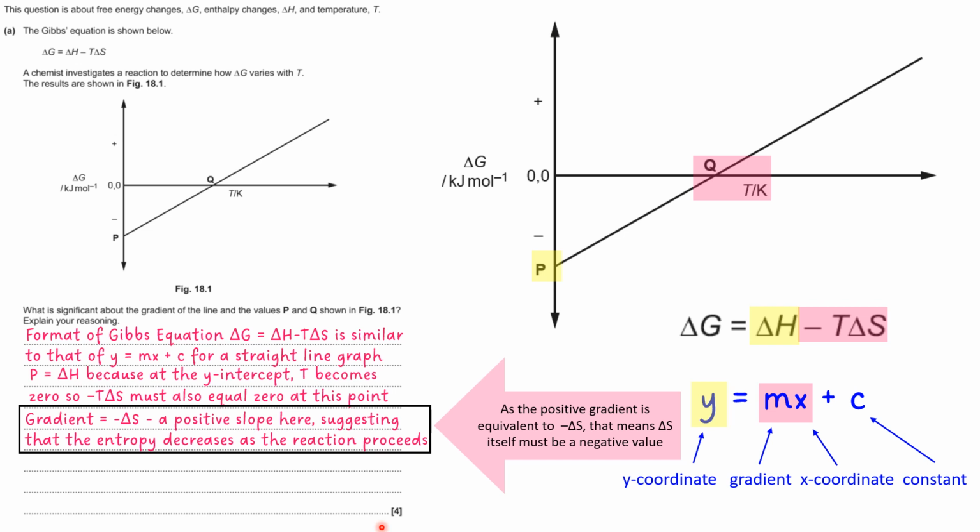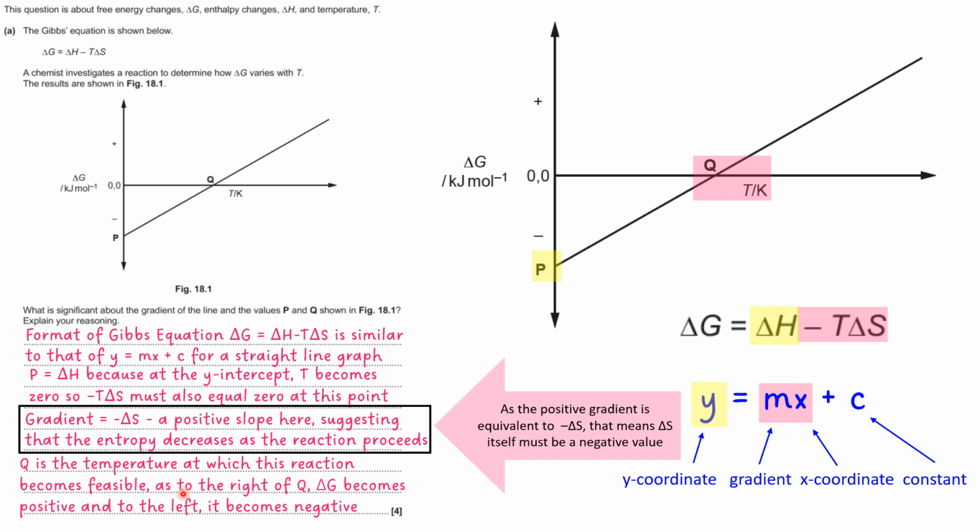So what does this mean? Well, as the temperature increases, as we go from left to right, what happens to delta G? That starts to become more positive. It creeps up towards 0 and then becomes more positive. So it must mean that as the temperature increases, delta G becomes more positive, the reaction becomes less feasible. So Q must be the boundary, the temperature at which feasibility changes.